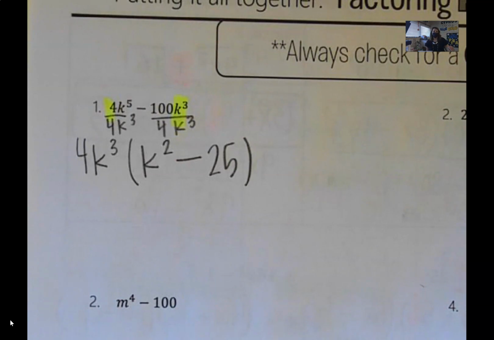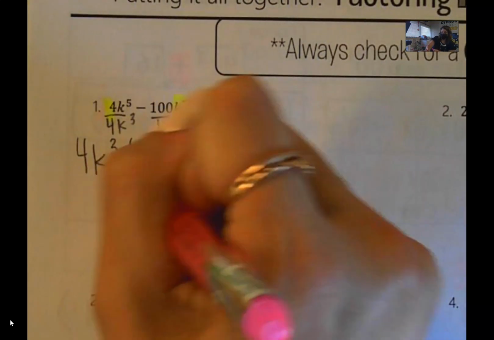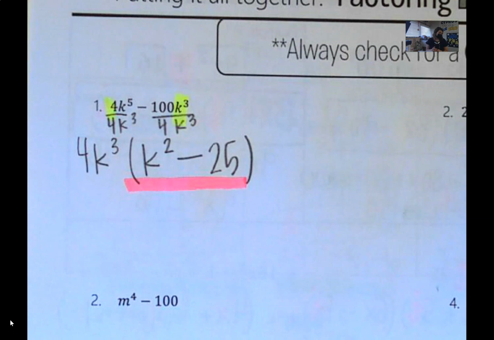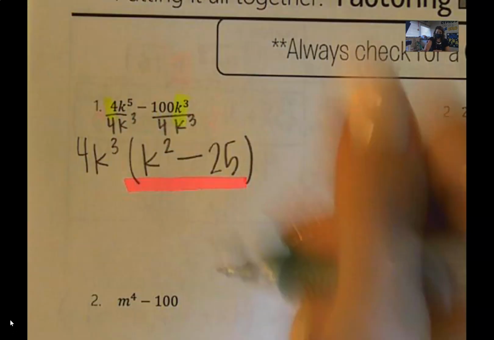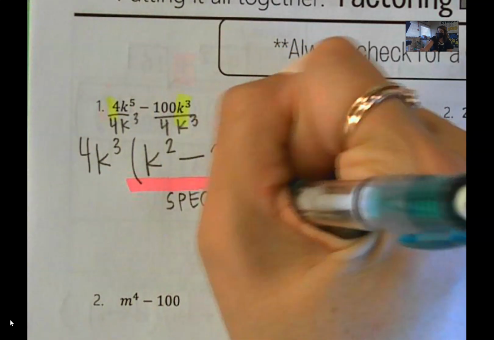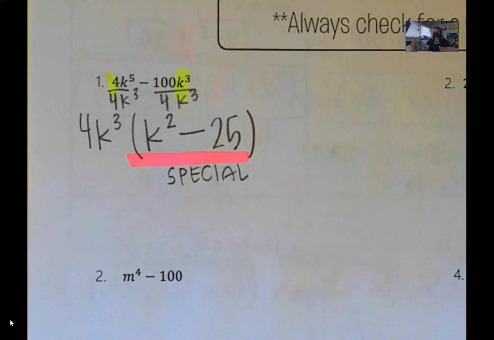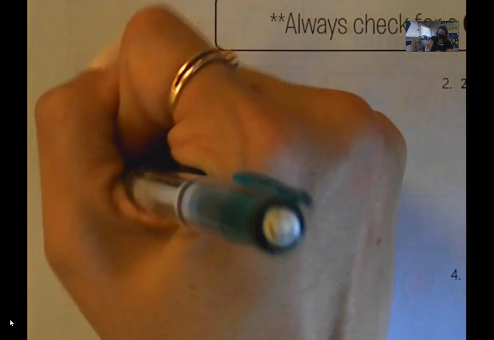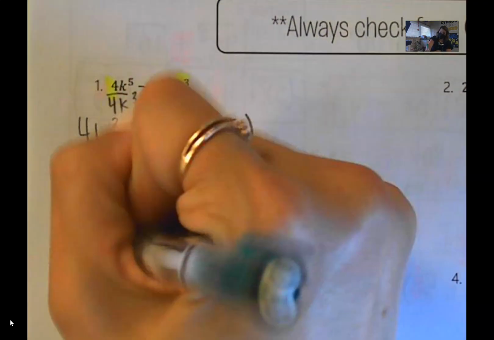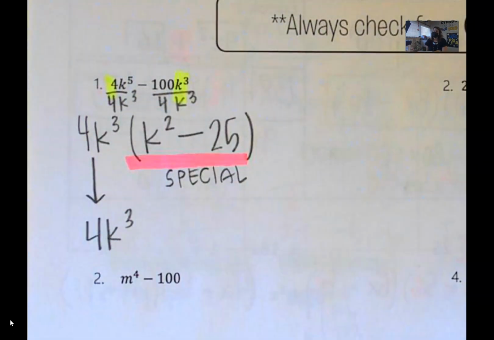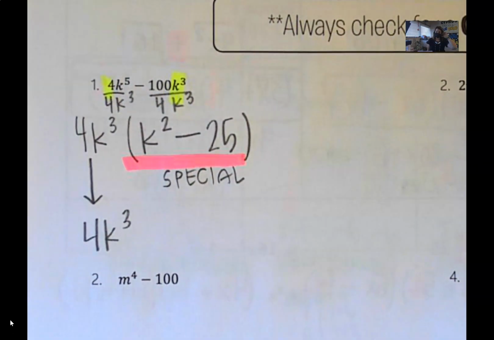minus 25. And now we have to go one more time, because this is a special binomial. So we have to factor one more time, so we can break it into the 2 binomials. So first, make sure that you bring down your 4k to the 3rd. You want to make sure that you don't lose him.